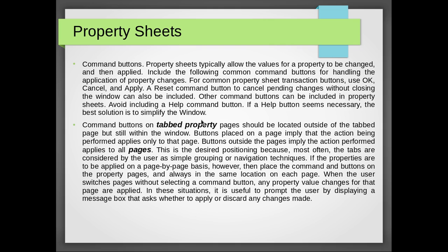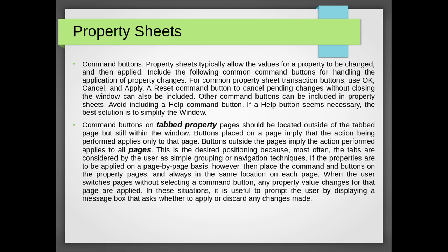Now let's discuss property sheets. Command buttons: property sheets typically allow the values for a property to be changed and then applied. Include the following common command buttons for handling the application of property changes. For common property sheet transaction buttons, use OK, cancel, and apply. A reset command button to cancel pending changes without closing the window can also be included. Other command buttons can be included in a property sheet, including a help button.